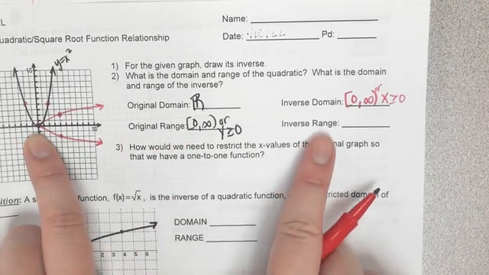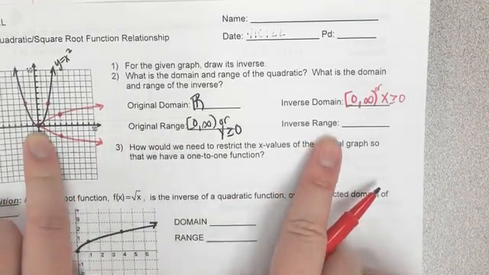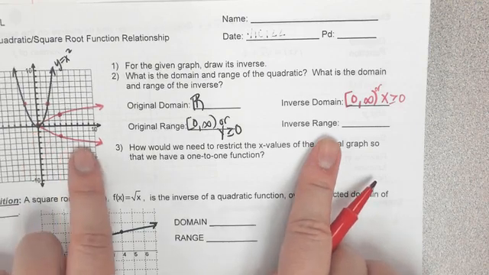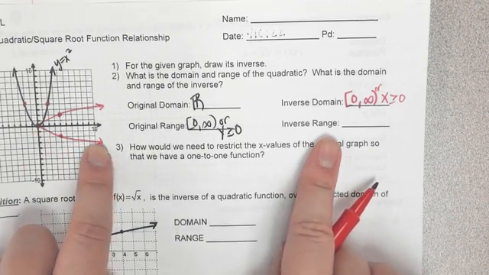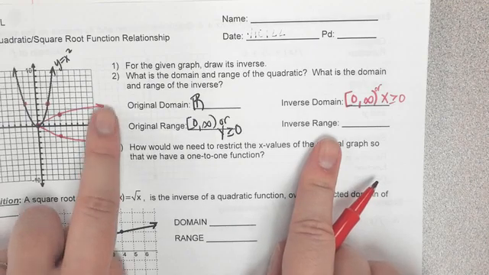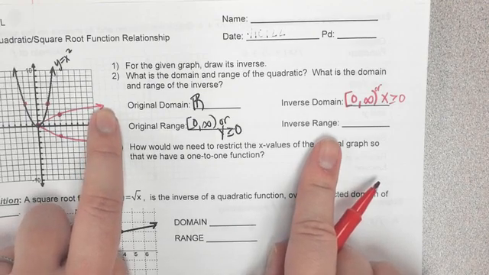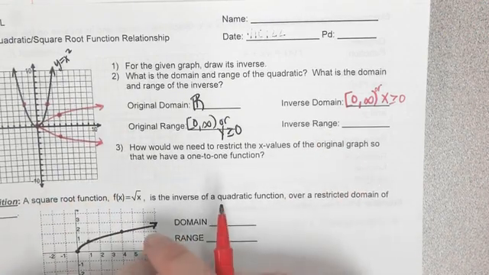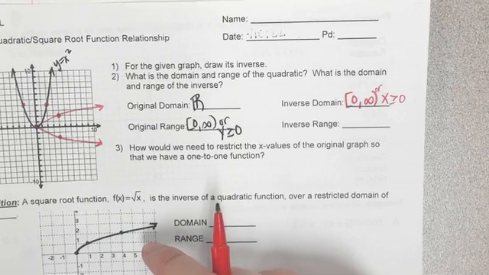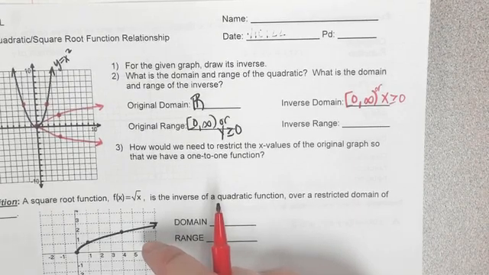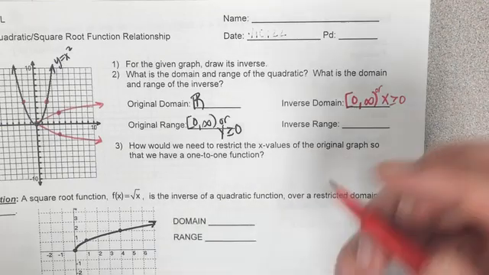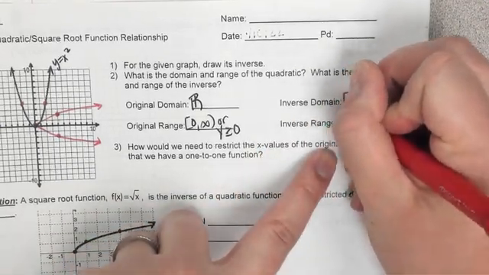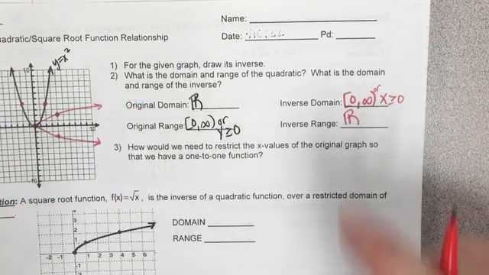And what about the range of our inverse? Will this go down forever? Will it go up forever? When it goes into negative and positive infinity, what's that called? So that means any number in the whole world. What do we say that is? All real numbers.